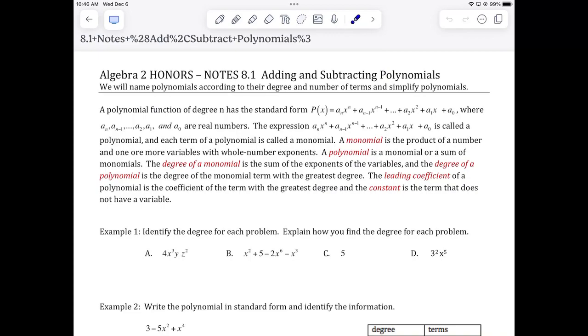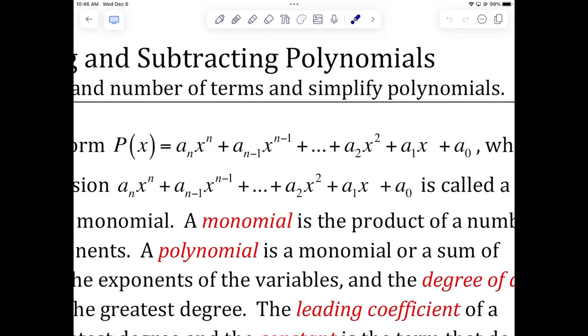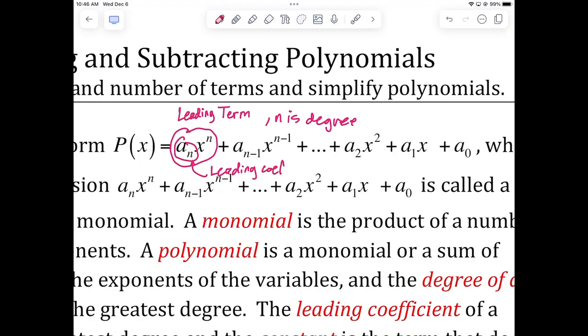Now I do. All right, so to review, a polynomial is of this form right here. P of x equals a sub n times x to the n. This is, remember, called the leading term. Terms are separated by plus or minus signs. So n is the degree of this polynomial. And a sub n, if I circle that alone, is the leading coefficient. Okay?